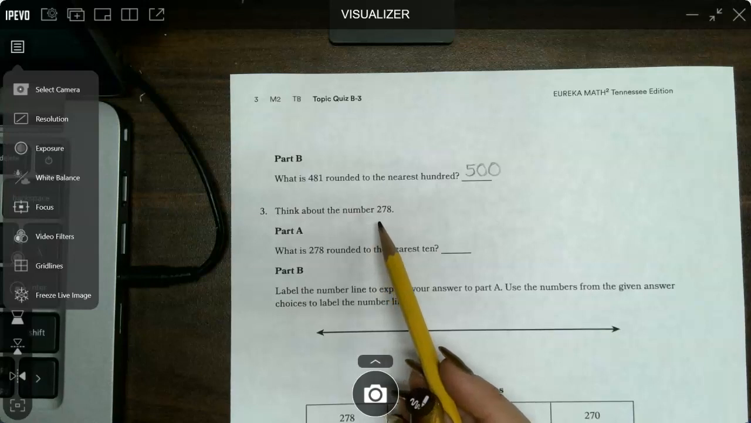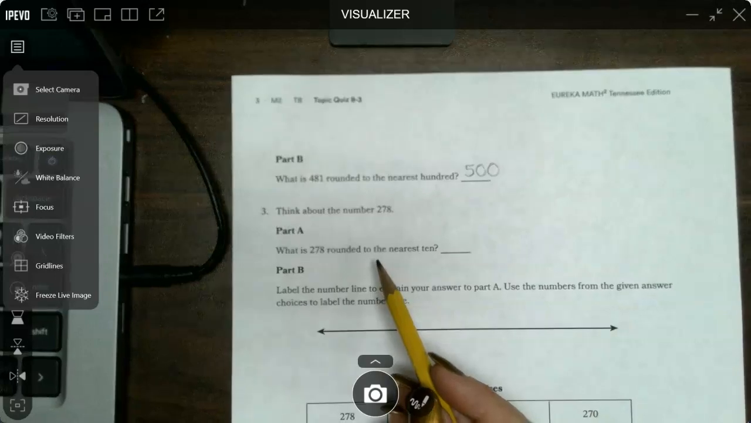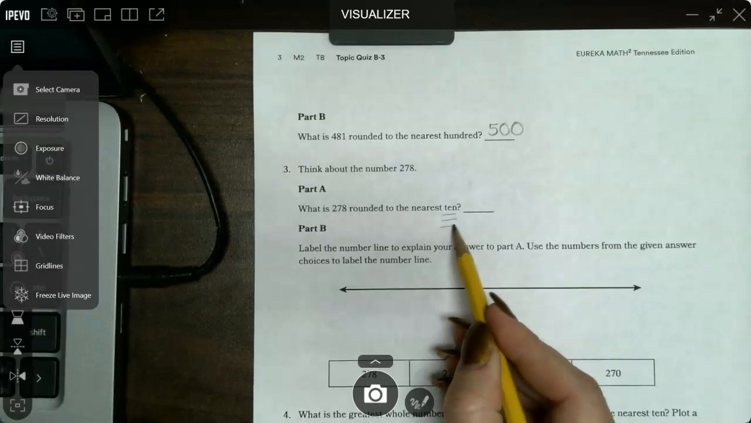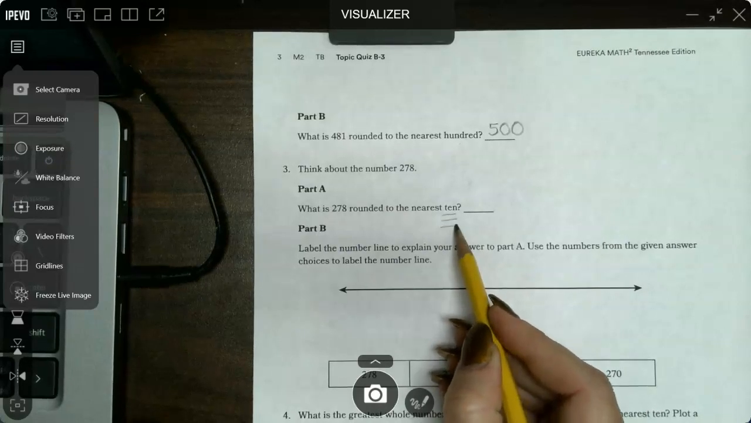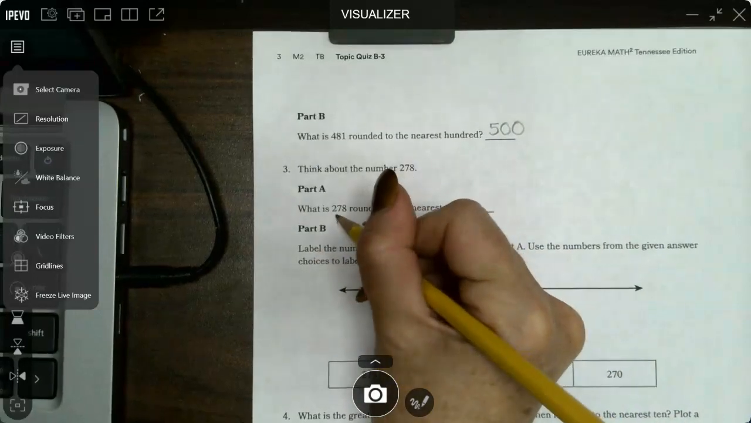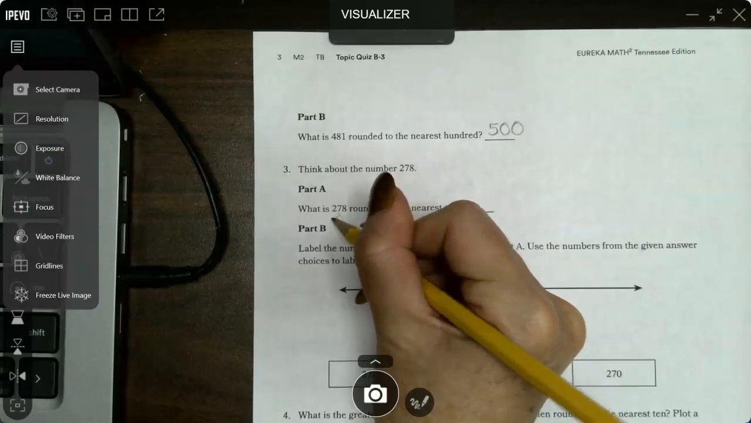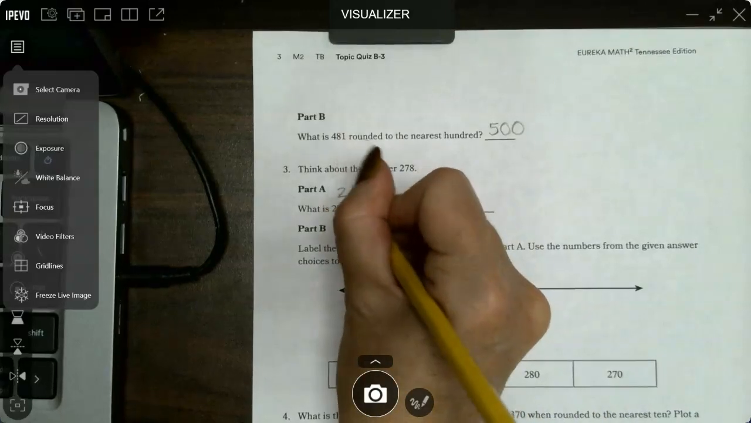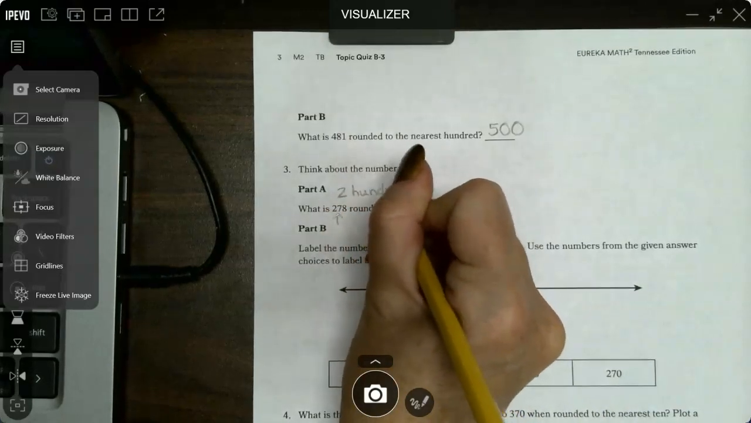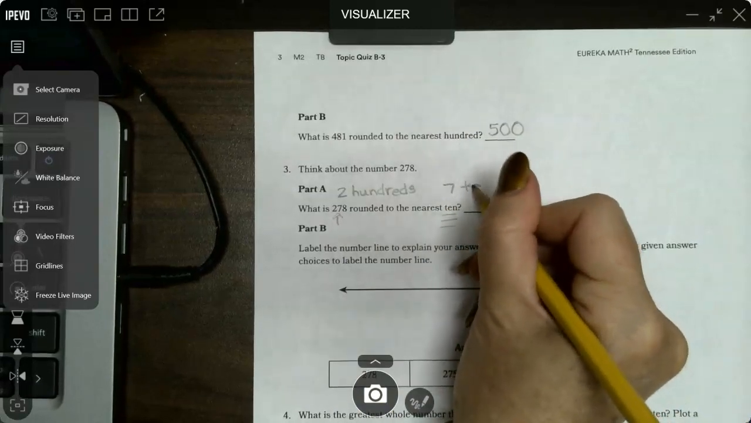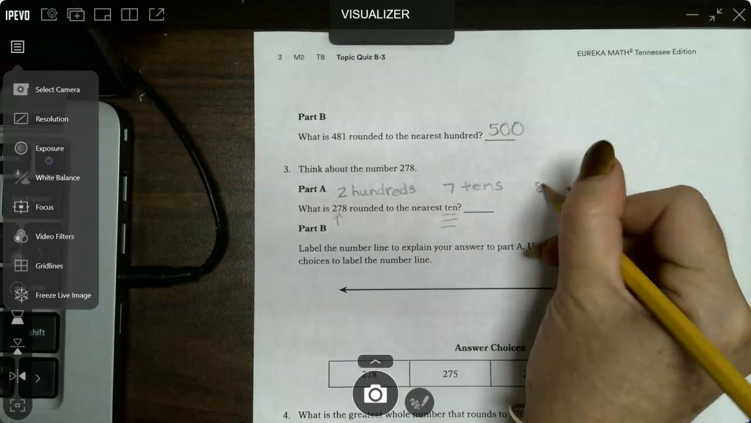Think about the number 278. What is 278 rounded to the nearest 10? So here I caution students to be careful. We want to look at the tens here if we are rounding to the tens. So we have hundreds, which are 2. We have 2 hundreds. We have 7 tens, and we have 8 ones.